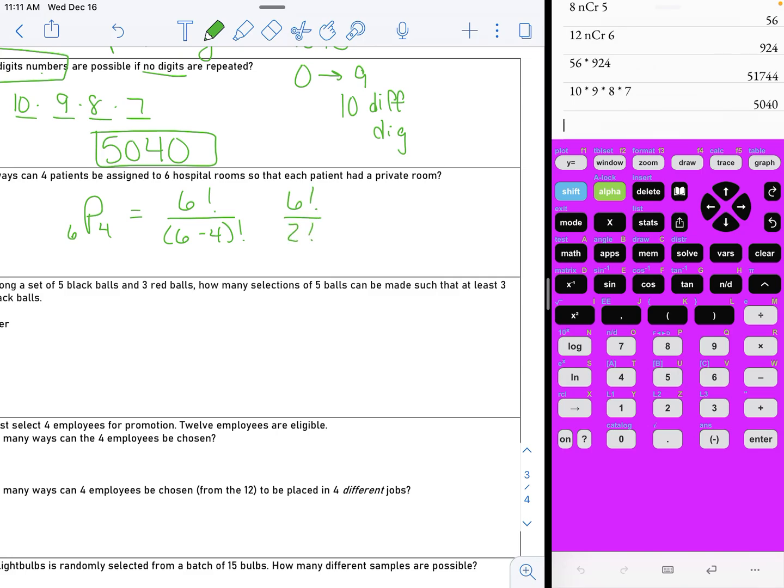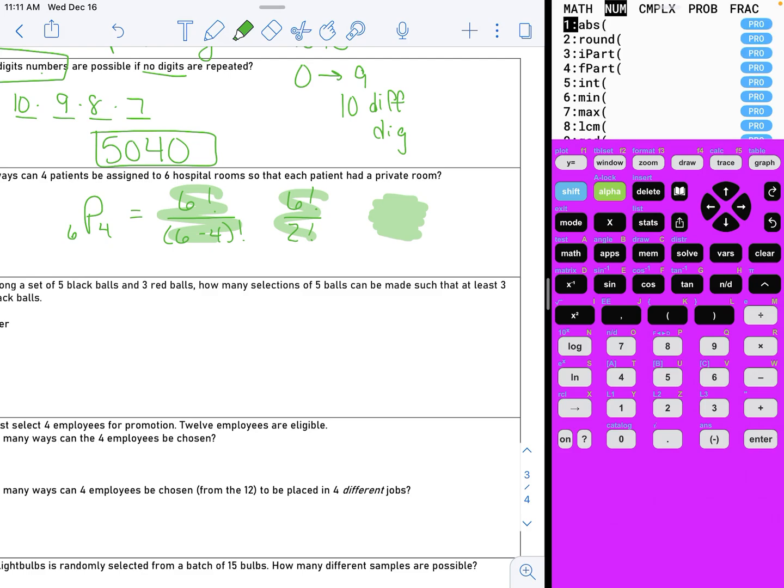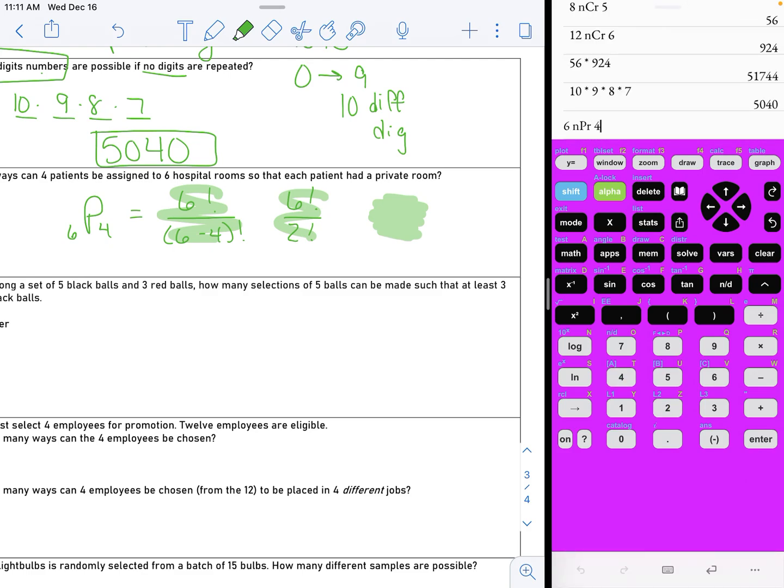You can work this out the long way or the short way. As long as I see this or this and your final answer, I'm pretty happy. But please don't skip one. You've got to put at least one of those 2 down for me. So I do 6, math, and then I'll do permutation, 4. So 360. There you go. That's a lot.